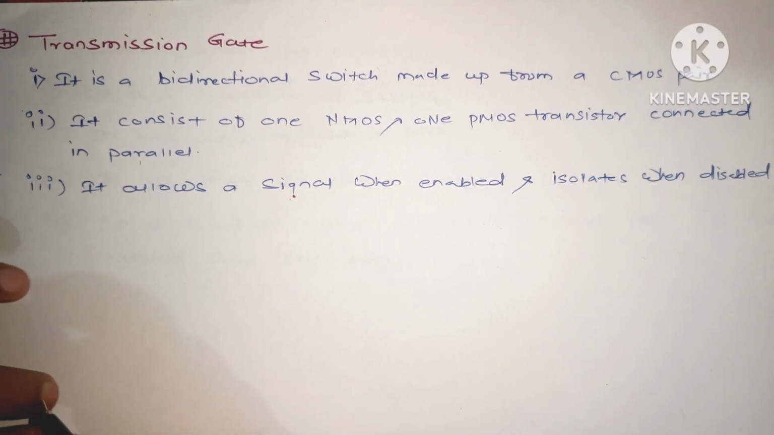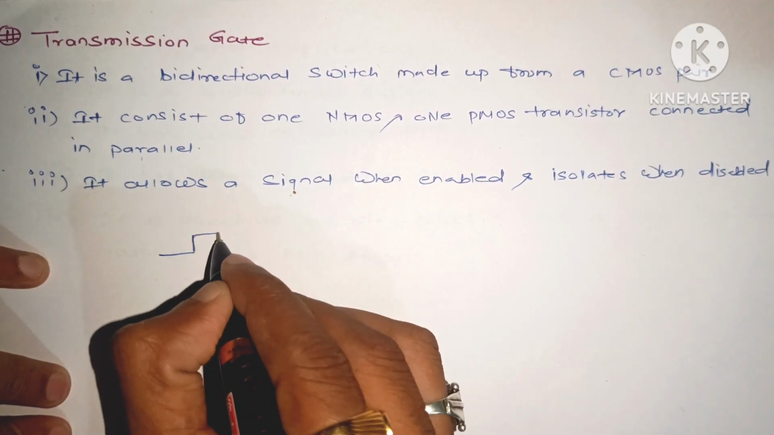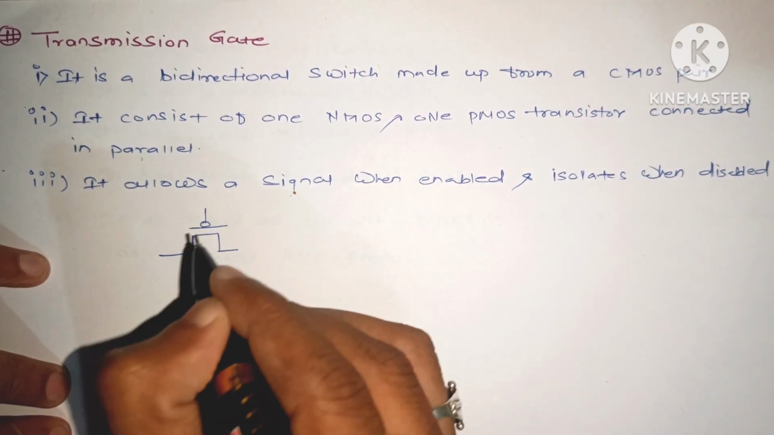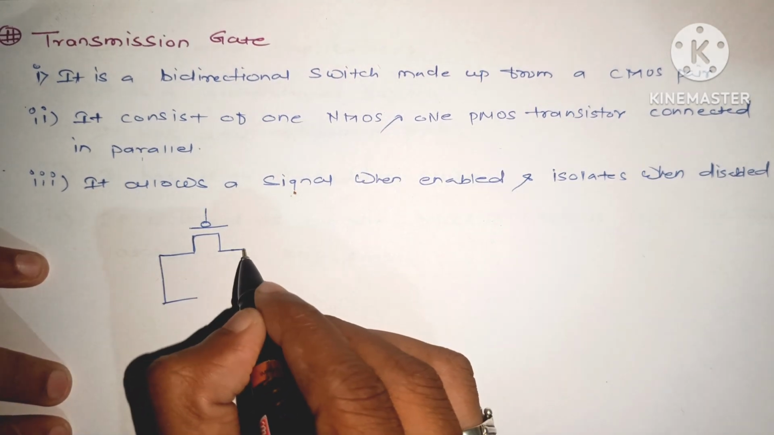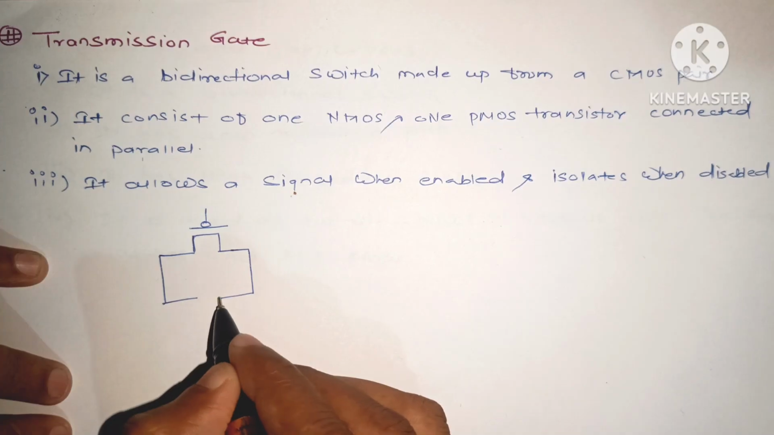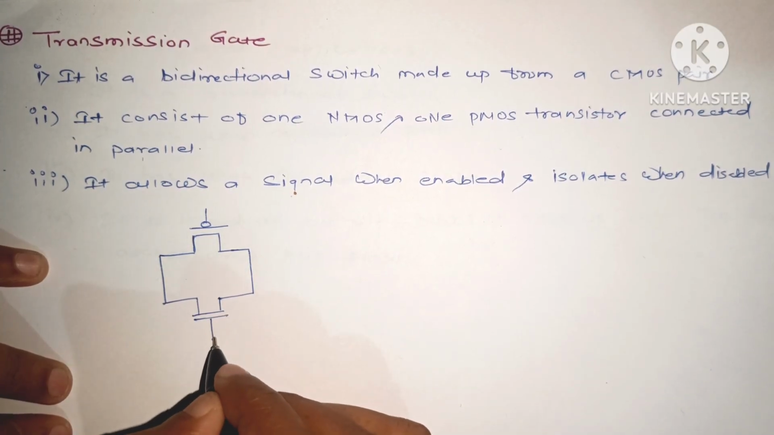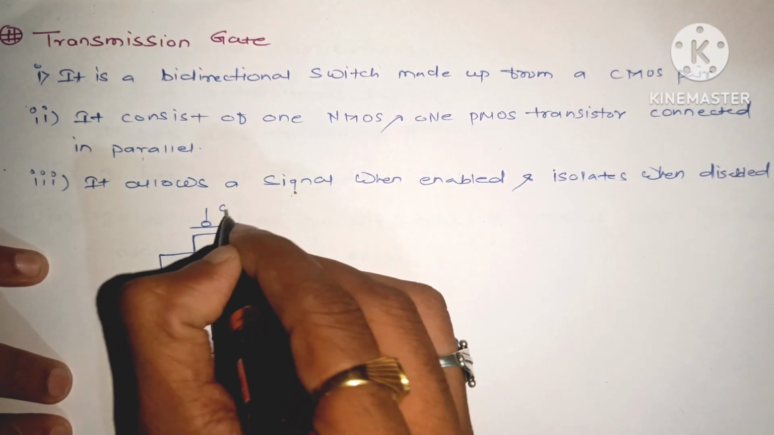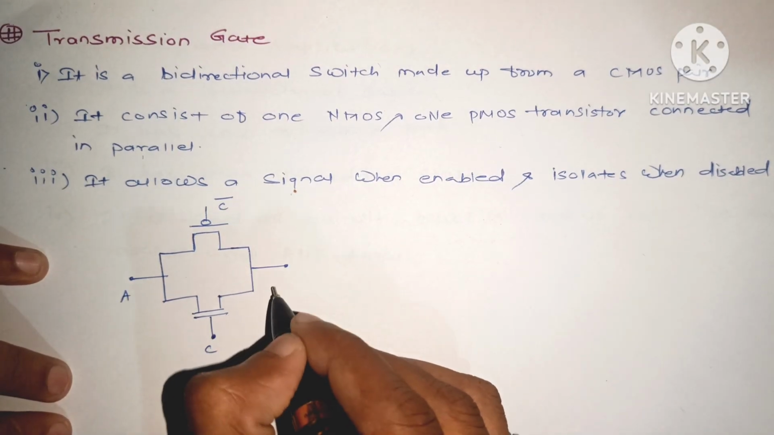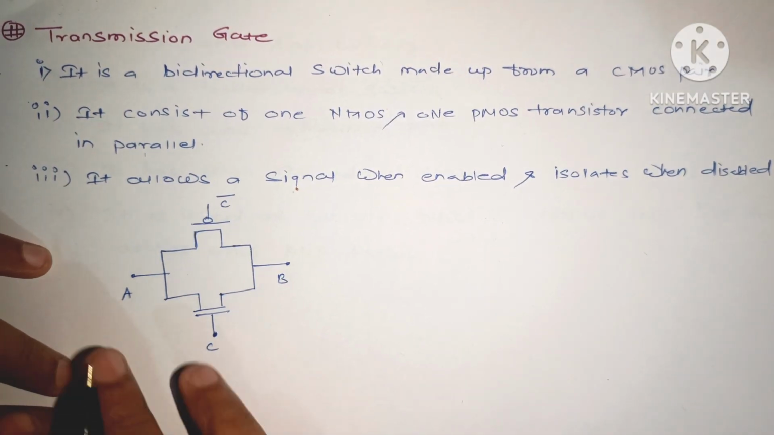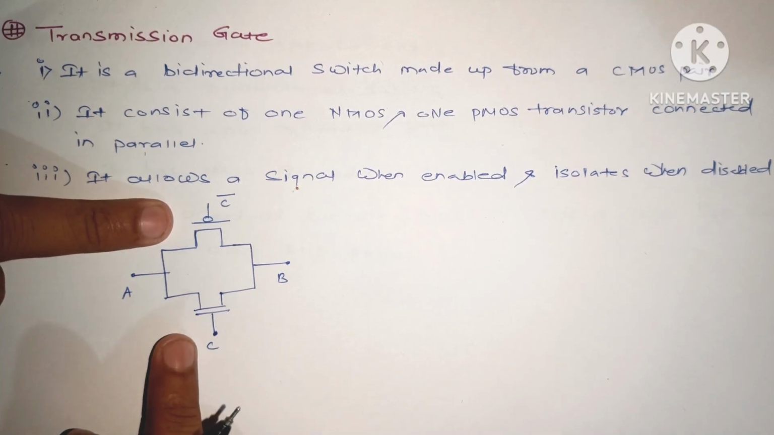Now let us see how actually it looks. For that case, we'll connect one PMOS and NMOS in parallel with each other. This is how we will be connecting. This is control signal C and this is C bar. Here we are connecting A and B. Now this basically shows a schematic of a PMOS connected in parallel with NMOS.